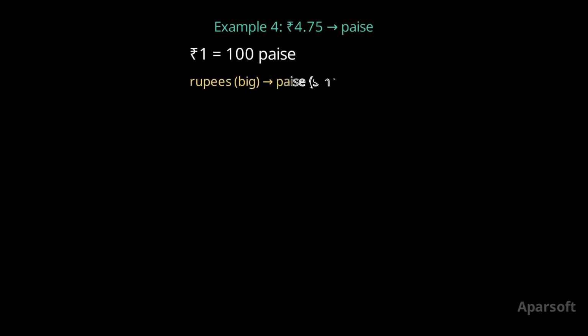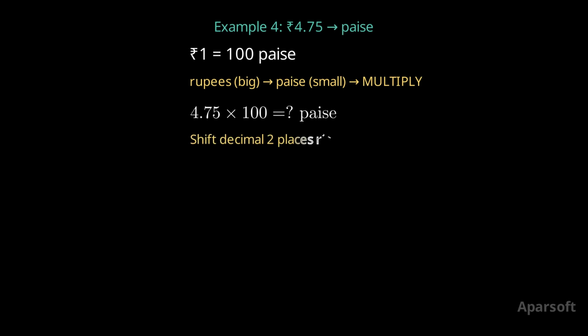Now money, this one is clean. Arjun has 4 rupees and 75 paise. Conversion factor, 1 rupee equals 100 paise. We know that rupees to paise is bigger to smaller, so we multiply. 4.75 times 100. Just shift the decimal 2 places right. 4.75 becomes 47.5, then 475. So the answer is 475 paise.